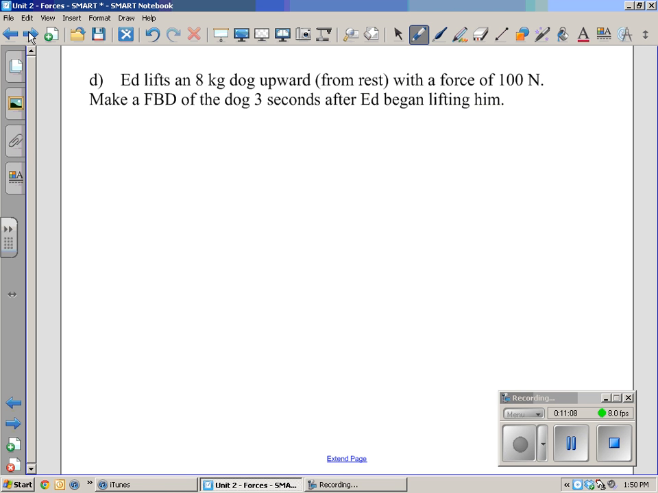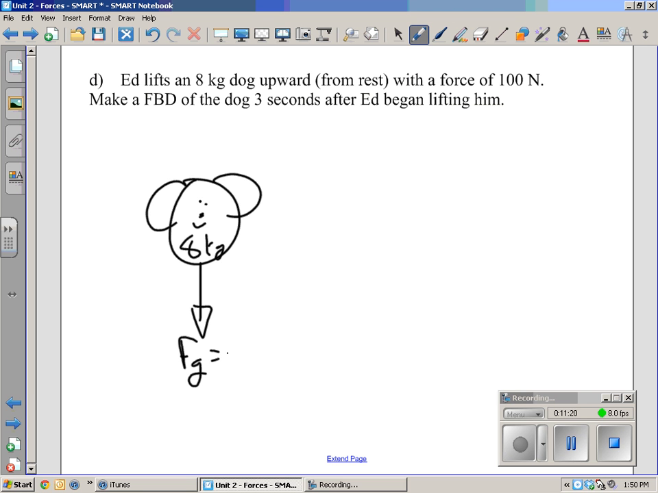We got a dog. So here we go, dog. That's a dog. All right, 8 kilograms. Gravity is pulling him down with negative 80 newtons, right? So that's step one. He's being lifted upwards from rest, so off to the side I'm going to write down my initial velocity is 0. Ed is lifting him with 80 newtons. So here's our force of Ed.